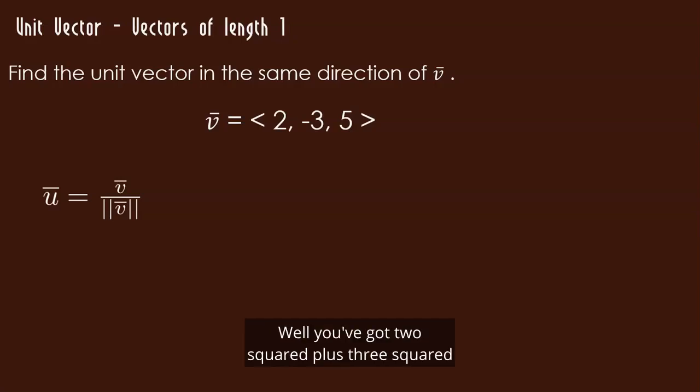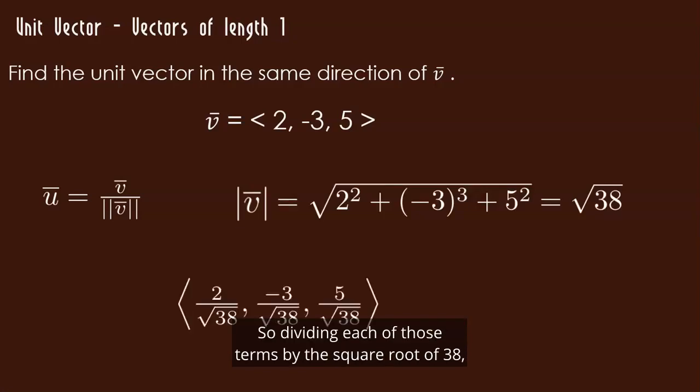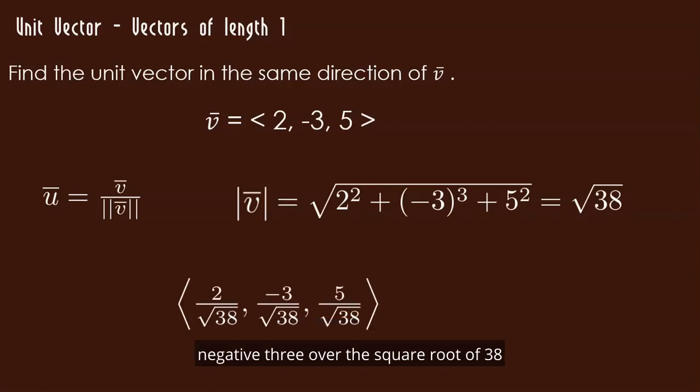You've got 2 squared plus 3 squared plus 5 squared, square rooted. That gives me the square root of 38. So dividing each of those terms by the square root of 38, I get this beautiful vector: 2 over the square root of 38, -3 over the square root of 38, and 5 over the square root of 38.